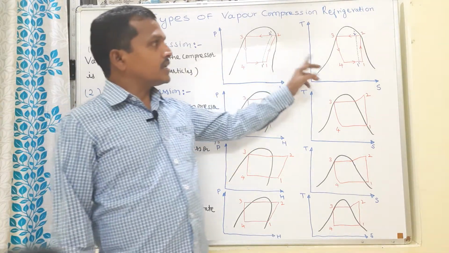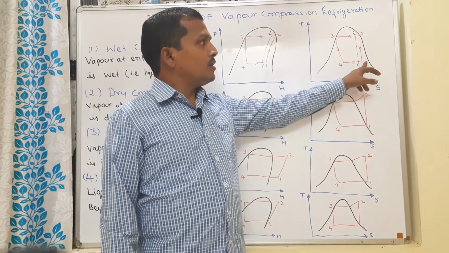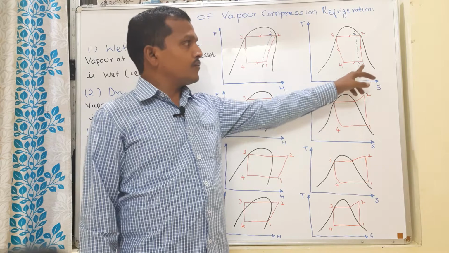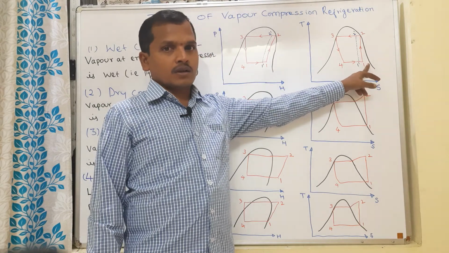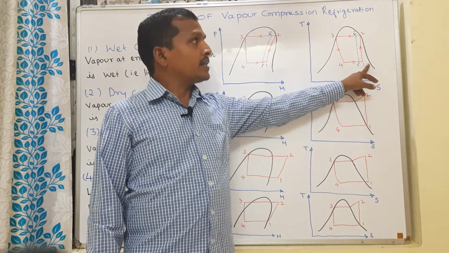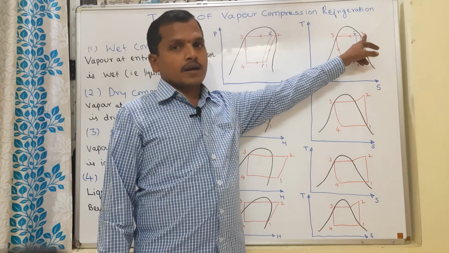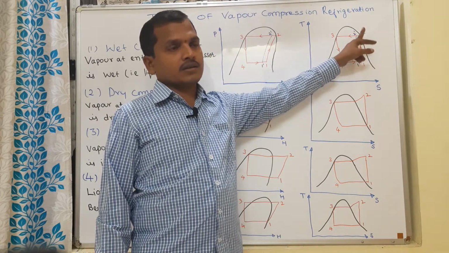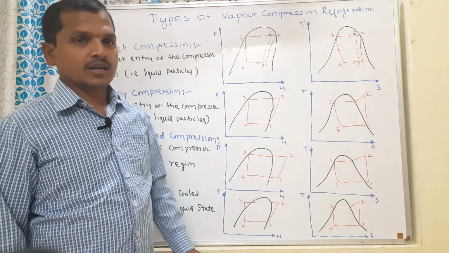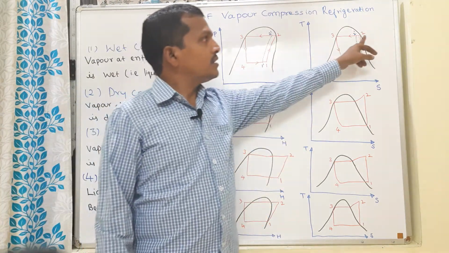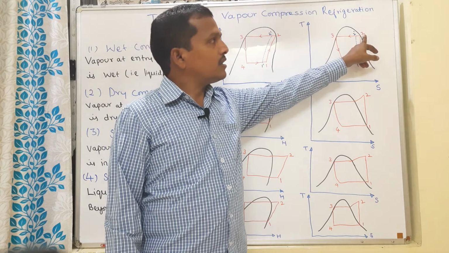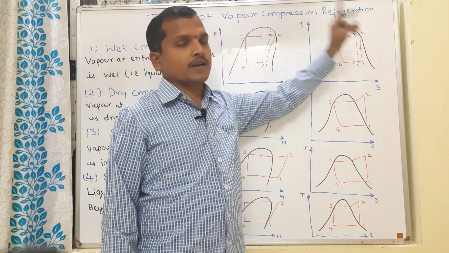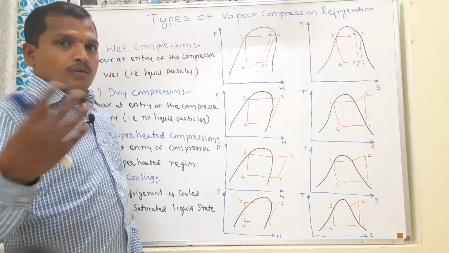So this is the TS diagram. 1 to 2 is isentropic compression. Before entering into the compressor, wet condition. At the end of the compression it is dry saturated refrigerant. The condition of the refrigerant is dry saturated. That's why point 2 is here, dry saturated. So one more type.